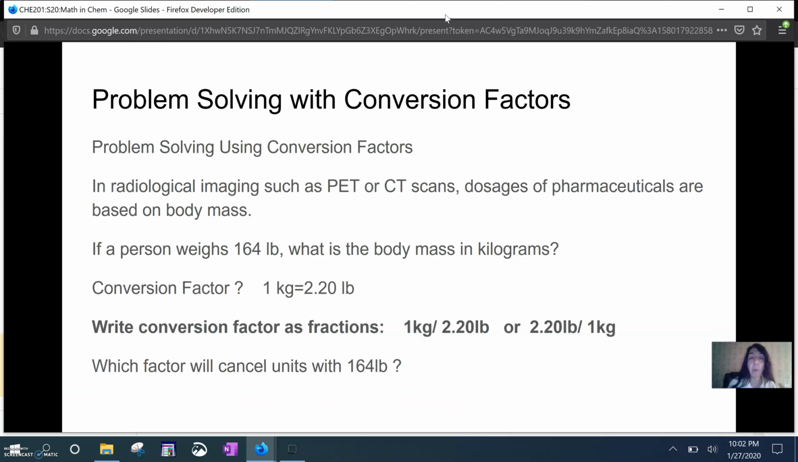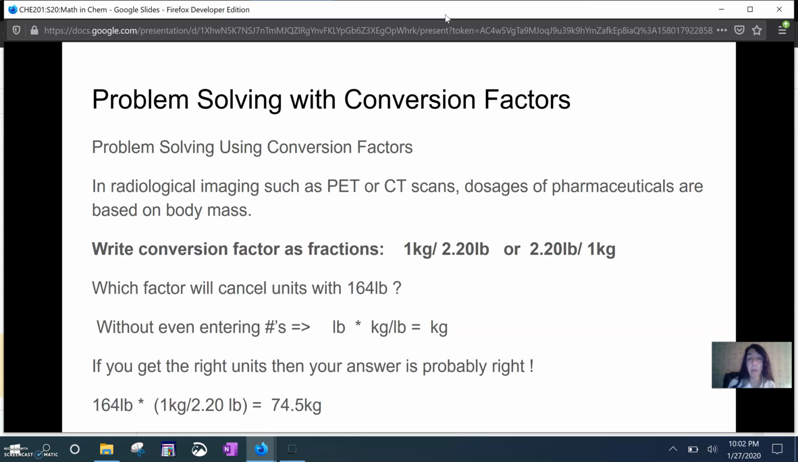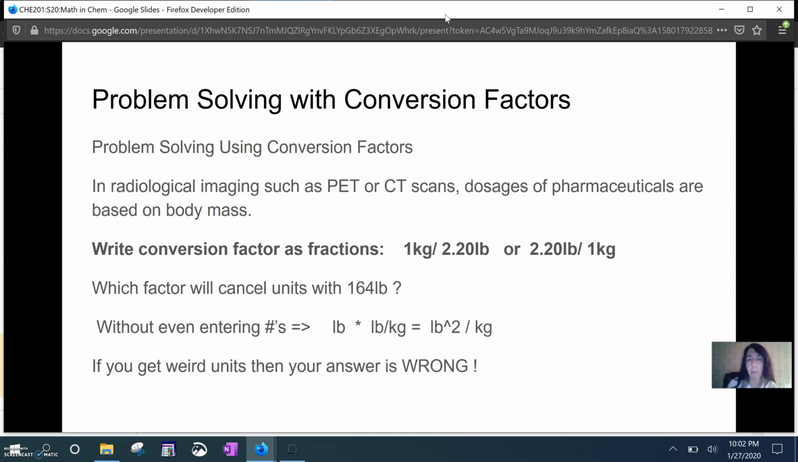So then you say, well, what do I have? I have pounds. I want to use which of these fractions such that I can cancel out pounds and I'm left with kilograms. And if you look at these two fractions, you can see which one is going to cancel. You take your pounds, you multiply it by the fraction that has kilograms divided by pounds, your pounds cancel, you're left with kilograms. So if your units are right, then your answer is probably right. If you multiply by the wrong one, then you're left with pounds squared per kilogram, and then you know your answer is wrong. And this is going to come up sometimes even in lab.